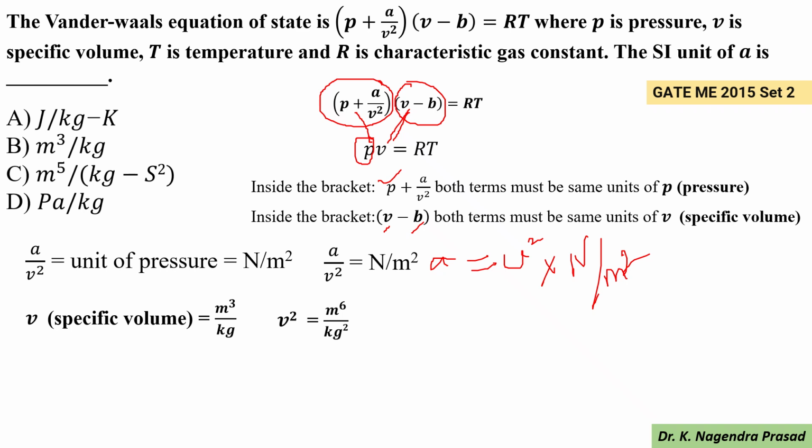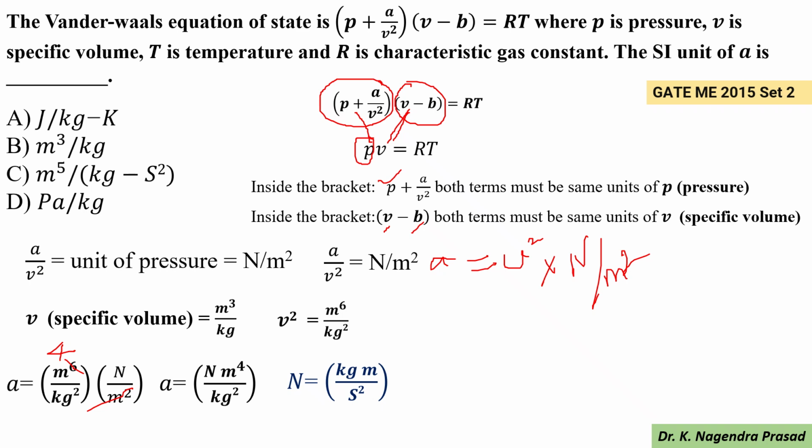Then the unit of a will become Newton per meter square into v square. So v square units are meter to the power 6 divided by kg square. Then a will become, the meter square and the 2 will cancel, meter to the power 4. Then the units of a will become Newton meter to the power 4 divided by kg square.